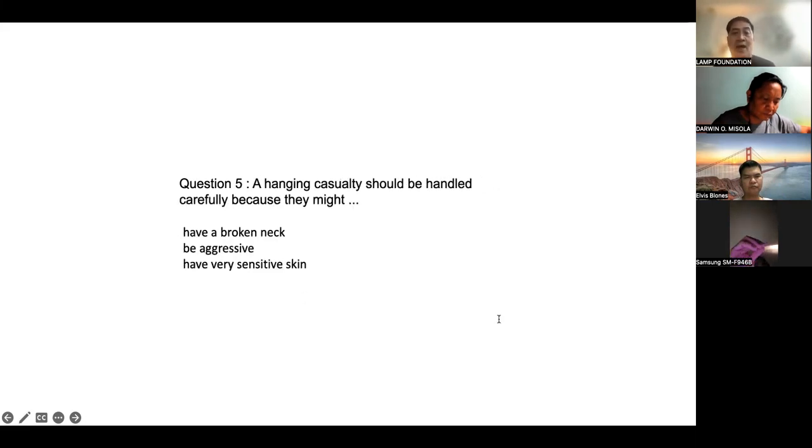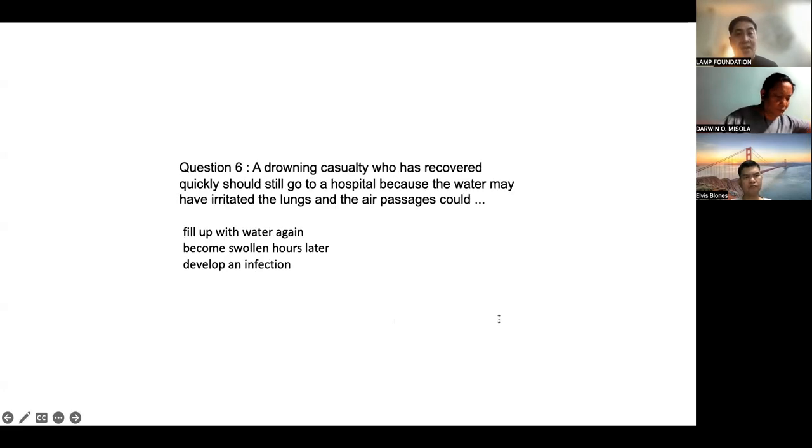Number 5. A hanging casualty should be handled carefully because they might have a broken neck. A drowning casualty who has recovered quickly should still go to a hospital because the water may have irritated the lungs and the air passages.